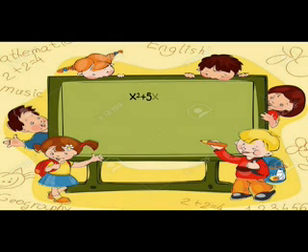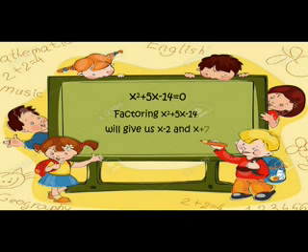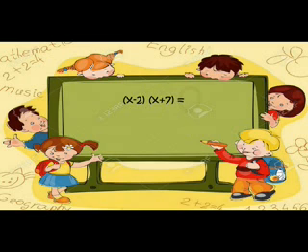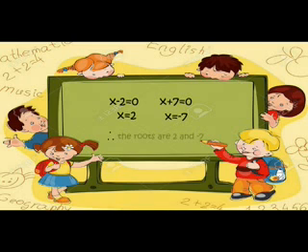Let's have an example: x squared plus 5x minus 14 is equal to 0. Factoring x squared plus 5x minus 14 will give us x minus 2 and x plus 7. Quantity x minus 2 times quantity x plus 7 is equal to 0. Equate each factor to 0. With x minus 2 is equal to 0, when you do the transposition, you will have x is equal to 2. And then x plus 7 is equal to 0. Do the transposition again and you will get x is equal to negative 7. Therefore, the roots of this equation are 2 and negative 7.